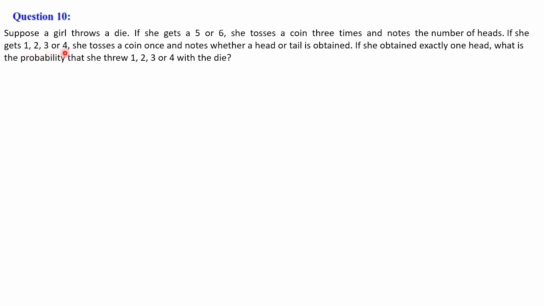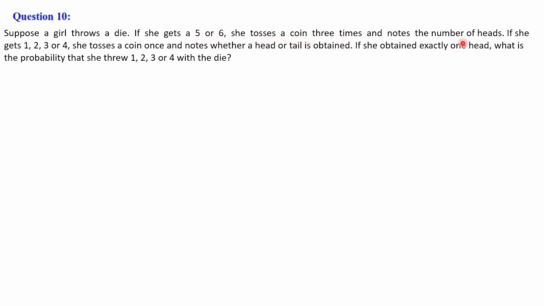If she gets 1, 2, 3 or 4, she tosses a coin once and notes whether a head or tail is obtained. Here she is tossing a coin once. Previously she was tossing a coin 3 times and there she is noting down the number of heads. Here she is tossing a coin only once and notes down whether a head or tail is obtained. If she obtained exactly 1 head, what is the probability that she threw 1, 2, 3 or 4 with the die? In the first case, whether she is getting 5 or 6, she will toss a coin.